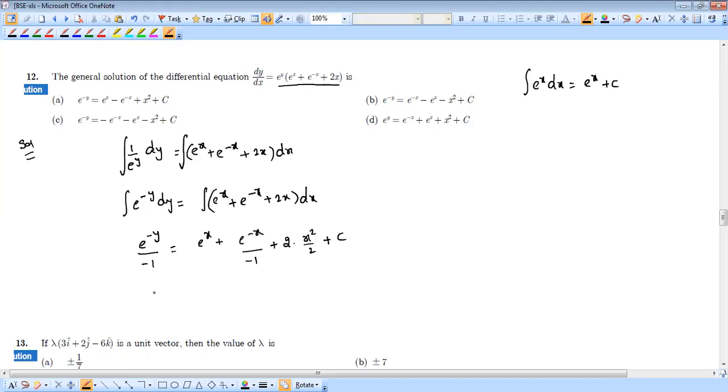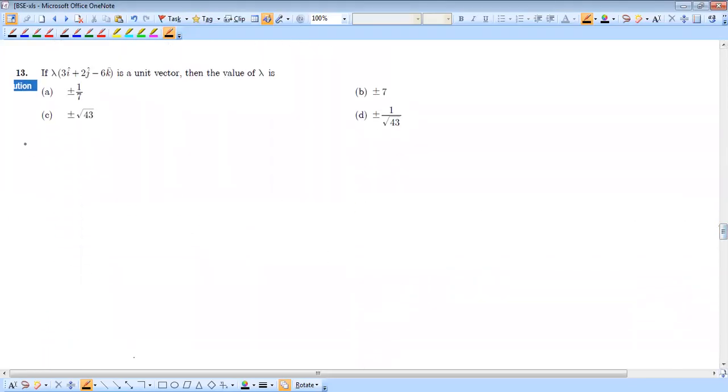Now this minus I am carrying to this side, so it becomes multiplied. So minus e power x plus e power minus x minus x square plus constant. What is it? e power minus x minus e power x minus x square plus constant. This answer is B from the options.